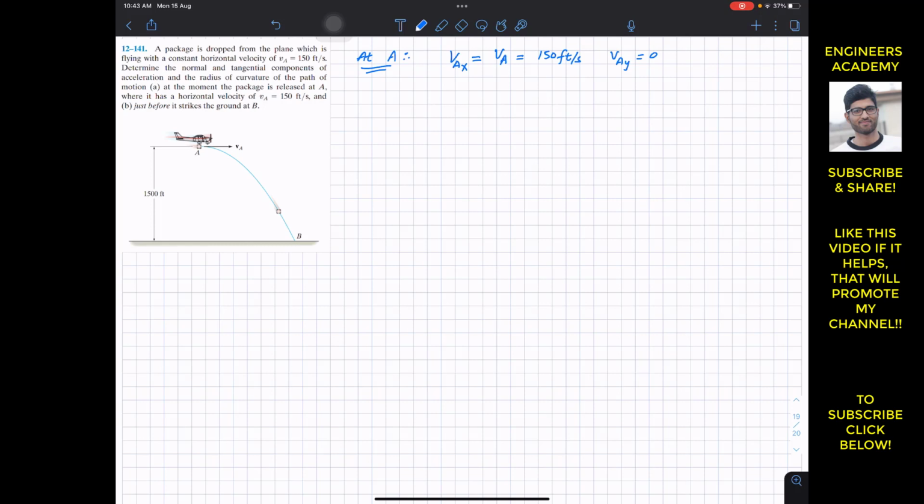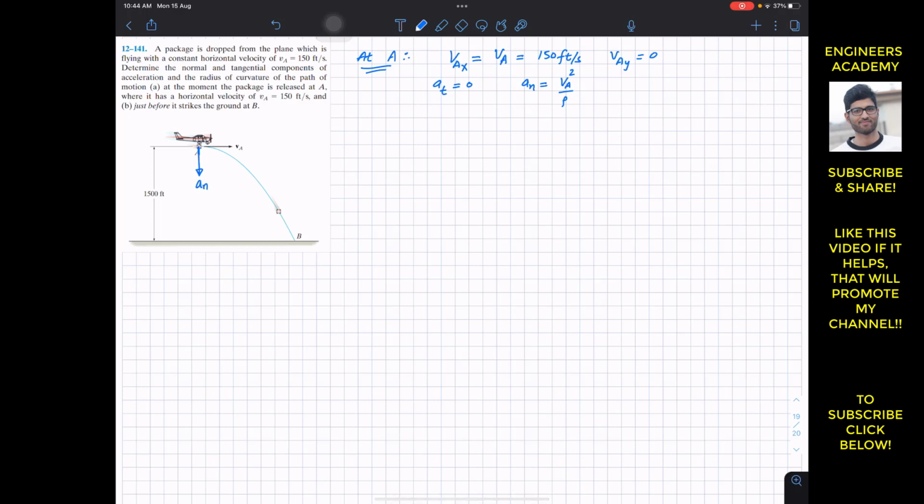Now the tangential acceleration is 0, since in projectile motion the horizontal component of the velocity remains constant. So at A the tangential acceleration will be equal to 0, and the normal acceleration will be equal to VA square divided by rho. As we can see, at A the acceleration of the package will be acting vertically downward, and that will be equal to g.